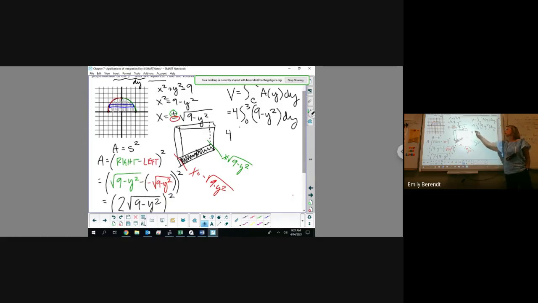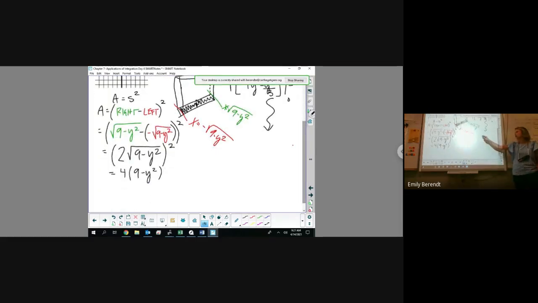So integrate 4 times the quantity, 9's antiderivative is 9y minus y to the third over 3, evaluated from 0 to 3, which gives us a total volume of 72 cubic units.